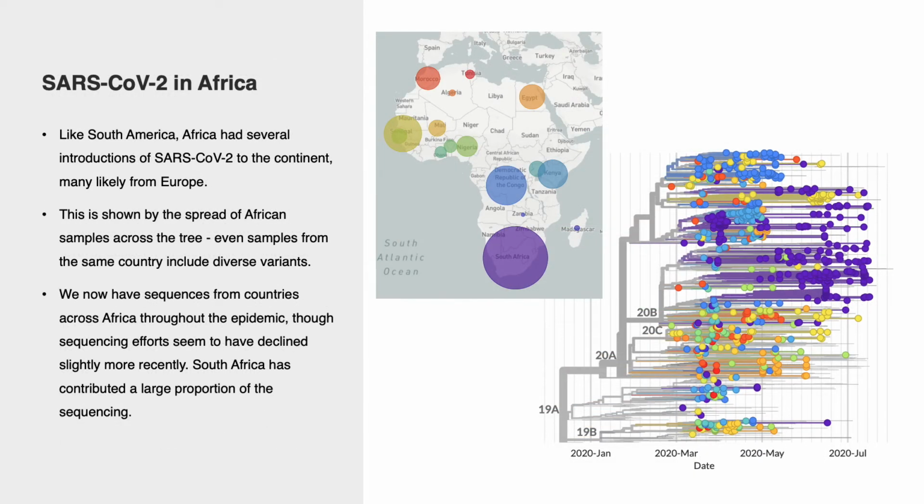Like South America, Africa had several introductions of SARS-CoV-2 to the continent. This is shown by the spread of African samples across the tree. Even samples from the same country include diverse variants. We now have sequences from countries across Africa throughout the epidemic. Though sequencing efforts seem to have declined slightly more recently, South Africa has contributed a large proportion of the sequencing.